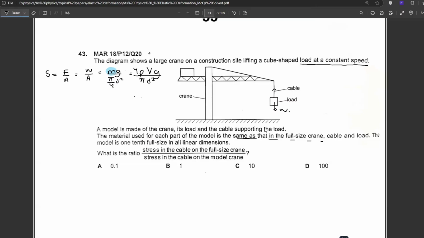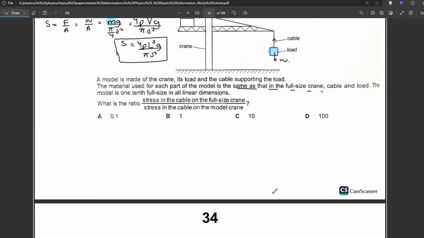And can you realize that this load is a cube? What will be the volume of this cube? The volume of this cube will be equal to L cube. So the stress is 4 rho L cube g divided by pi d square. This is the formula for stress for this question. Perfect.